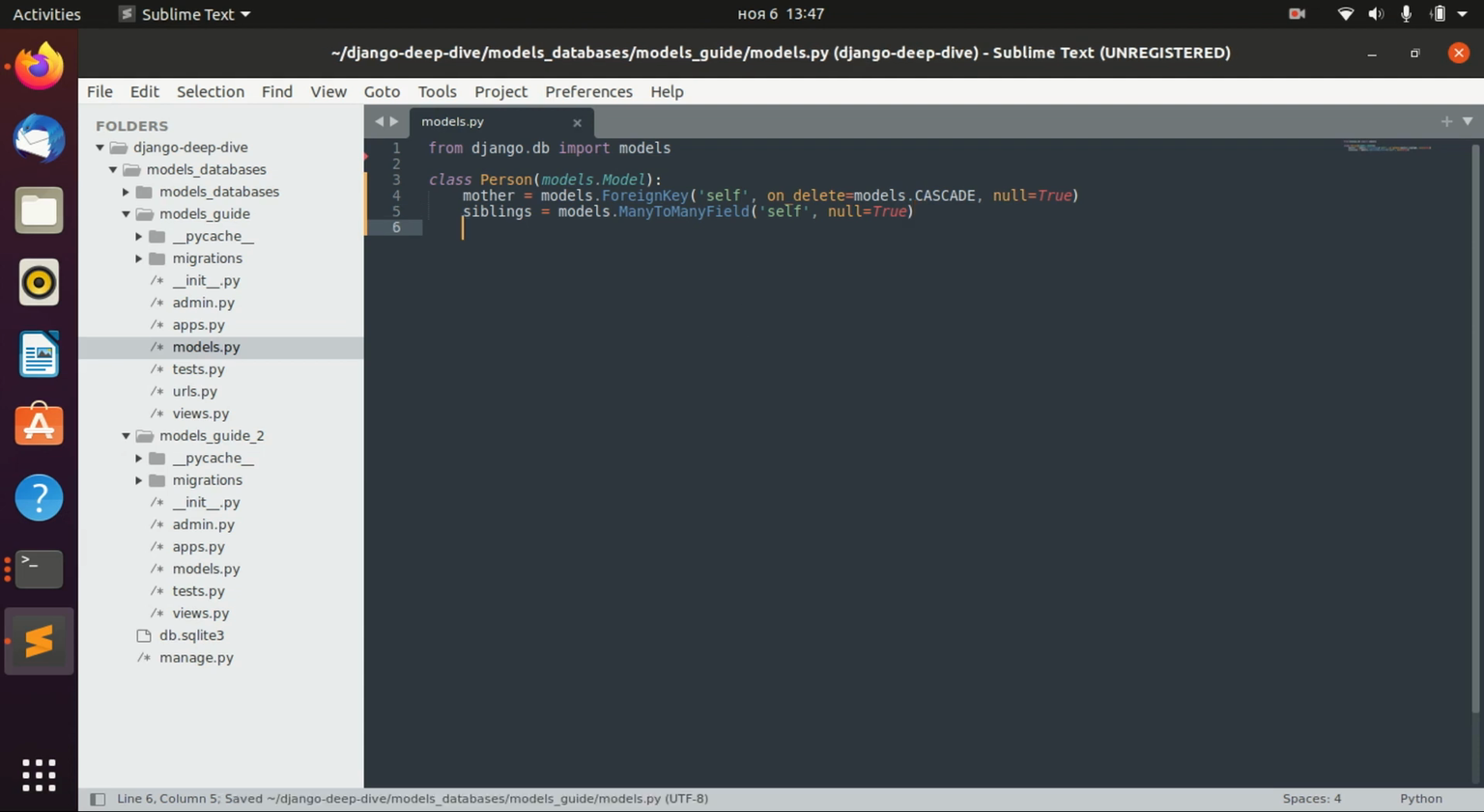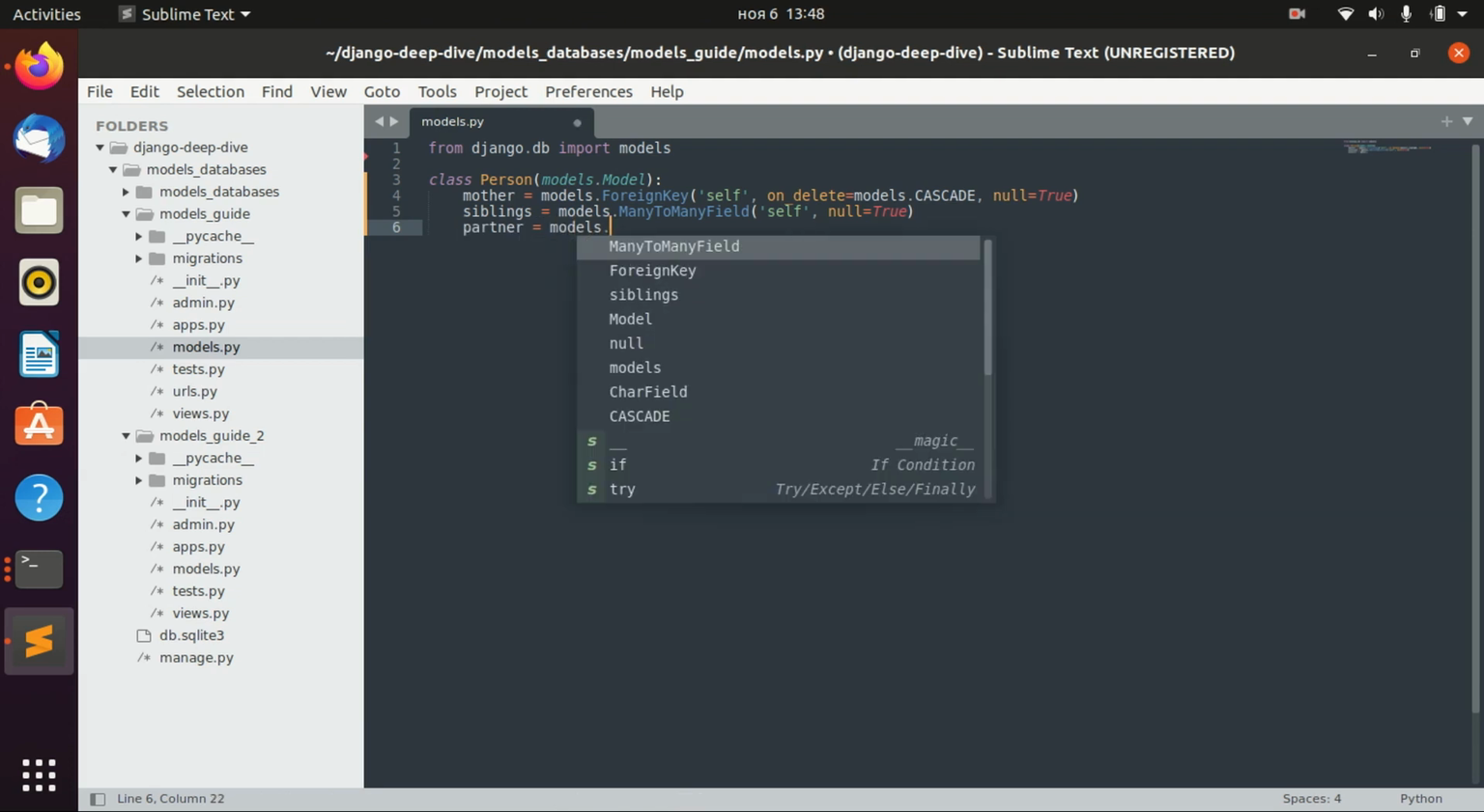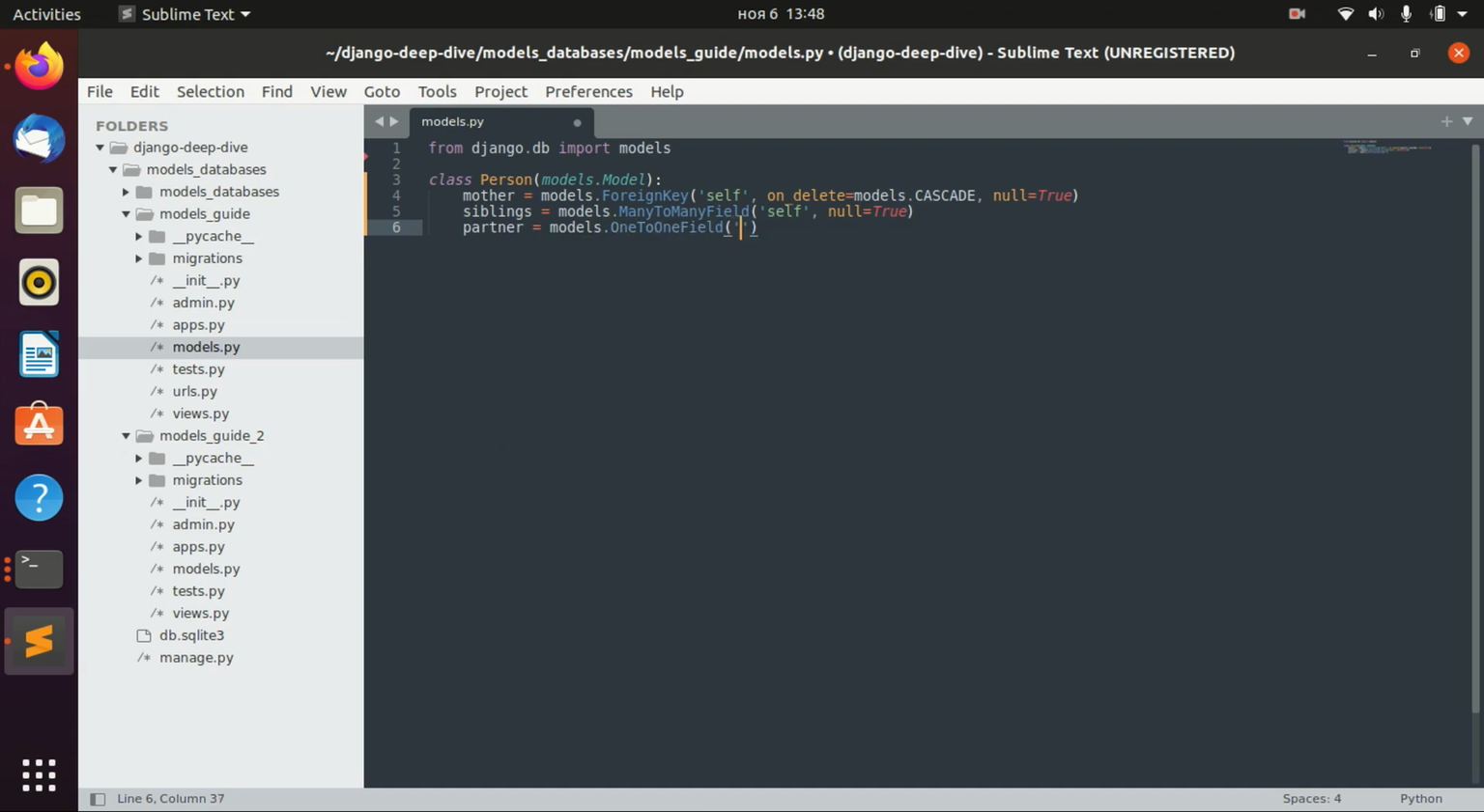And we can also have a one to one relation. For example, if we want to define that the person can have a partner. One-to-one field, self, and in this case, if the person has a partner, then his or her partner also can have only one partner, which is him. So I know it's a little bit confusing, but this is recursive relations, so it might be confusing.